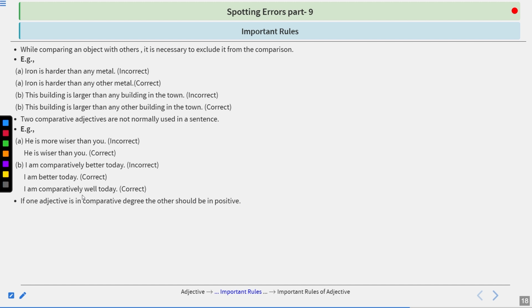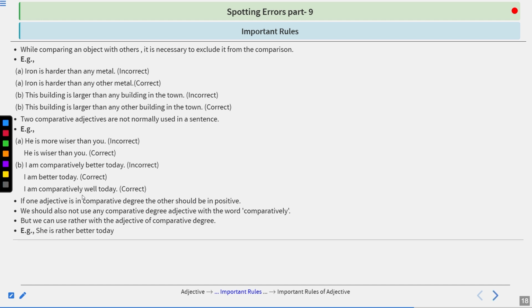If one adjective is in the comparative degree, the other should be in the positive. We should also not use any comparative degree adjective with the word comparatively. But we can use rather with adjectives of the comparative degree. "She is rather better today." Rather here is intensifying the degree. It is not comparing, and is not being used as a comparative degree. It is an intensifier, rather.